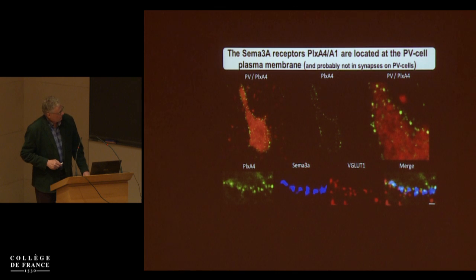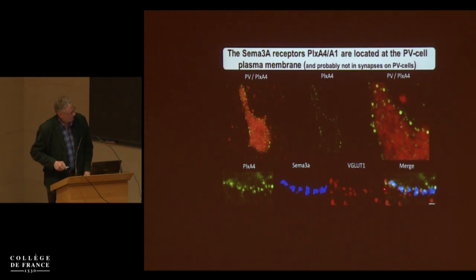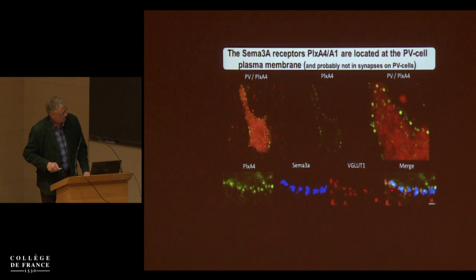When we do staining together with semaphorin 3A, this is plexin again, the receptor. This is semaphorin 3A in the nets. These are the synapses, and this is the merge of this triple staining. So you can clearly see that the synapses kind of touch the net.